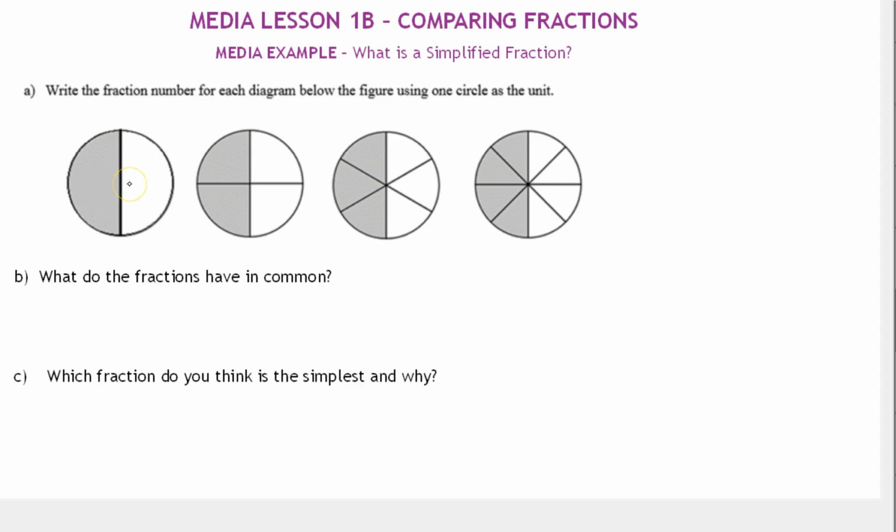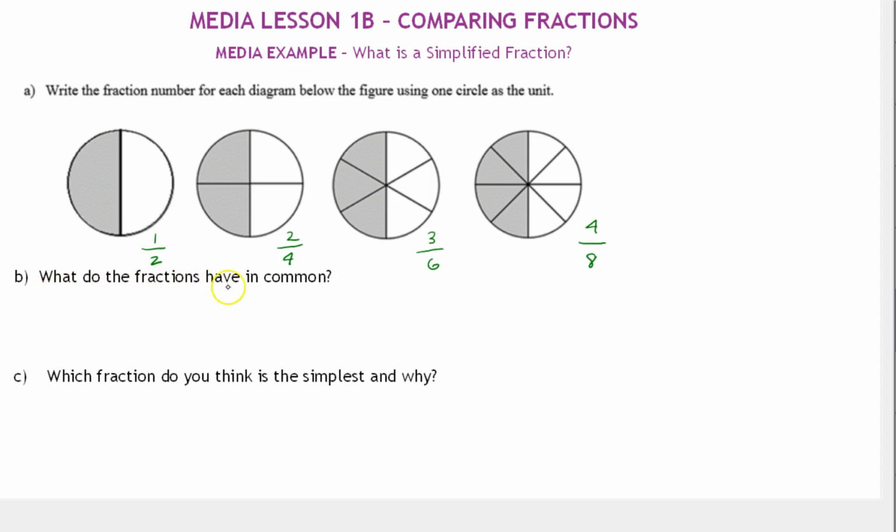This is broken into 2 pieces and 1 is shaded. So 1/2. This is broken into 4 pieces and 2 are shaded. So 2/4. 1, 2, 3, 4, 5, 6 pieces. 3 are shaded. 3/6. This has 1, 2, 3, 4, 5, 6, 7, 8 pieces and 4 are shaded. So 4/8.